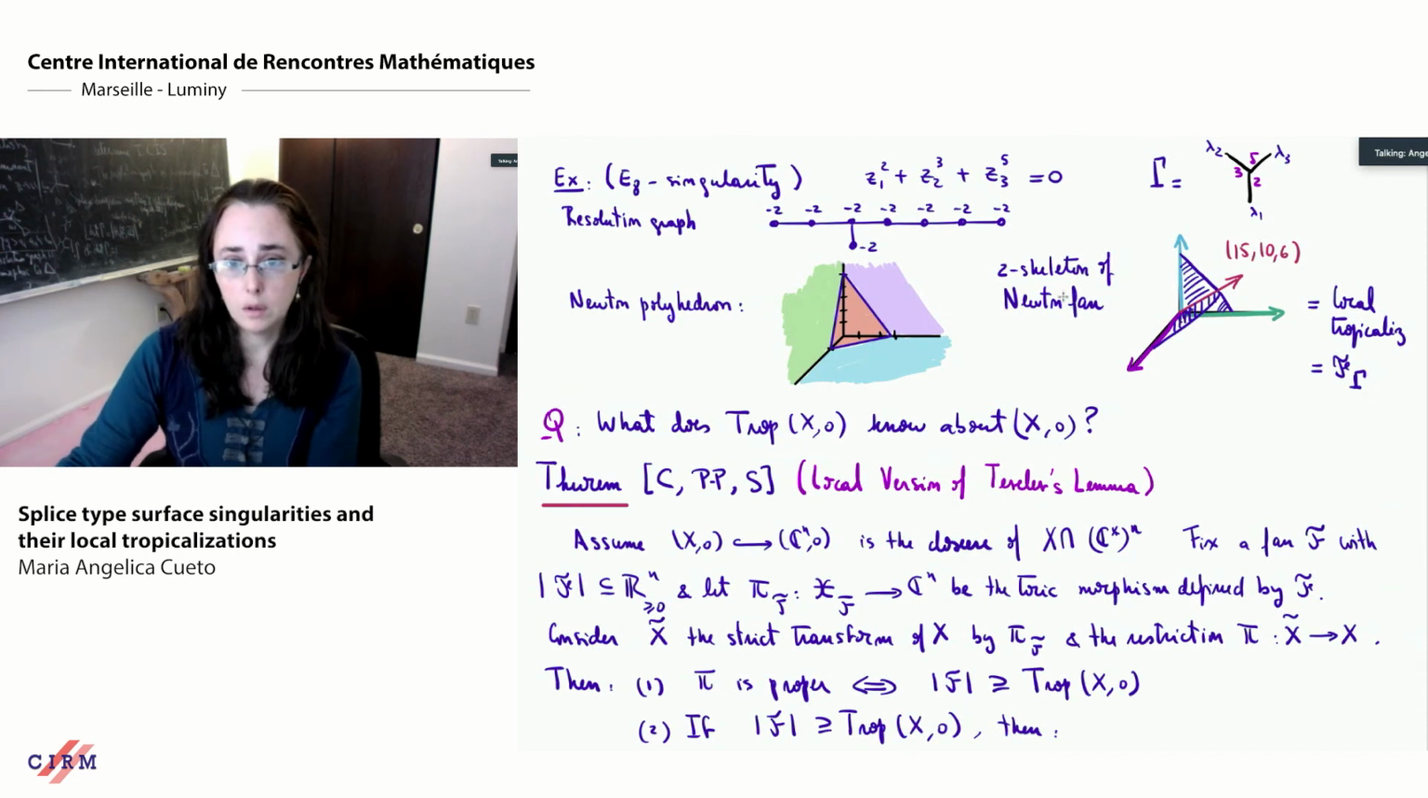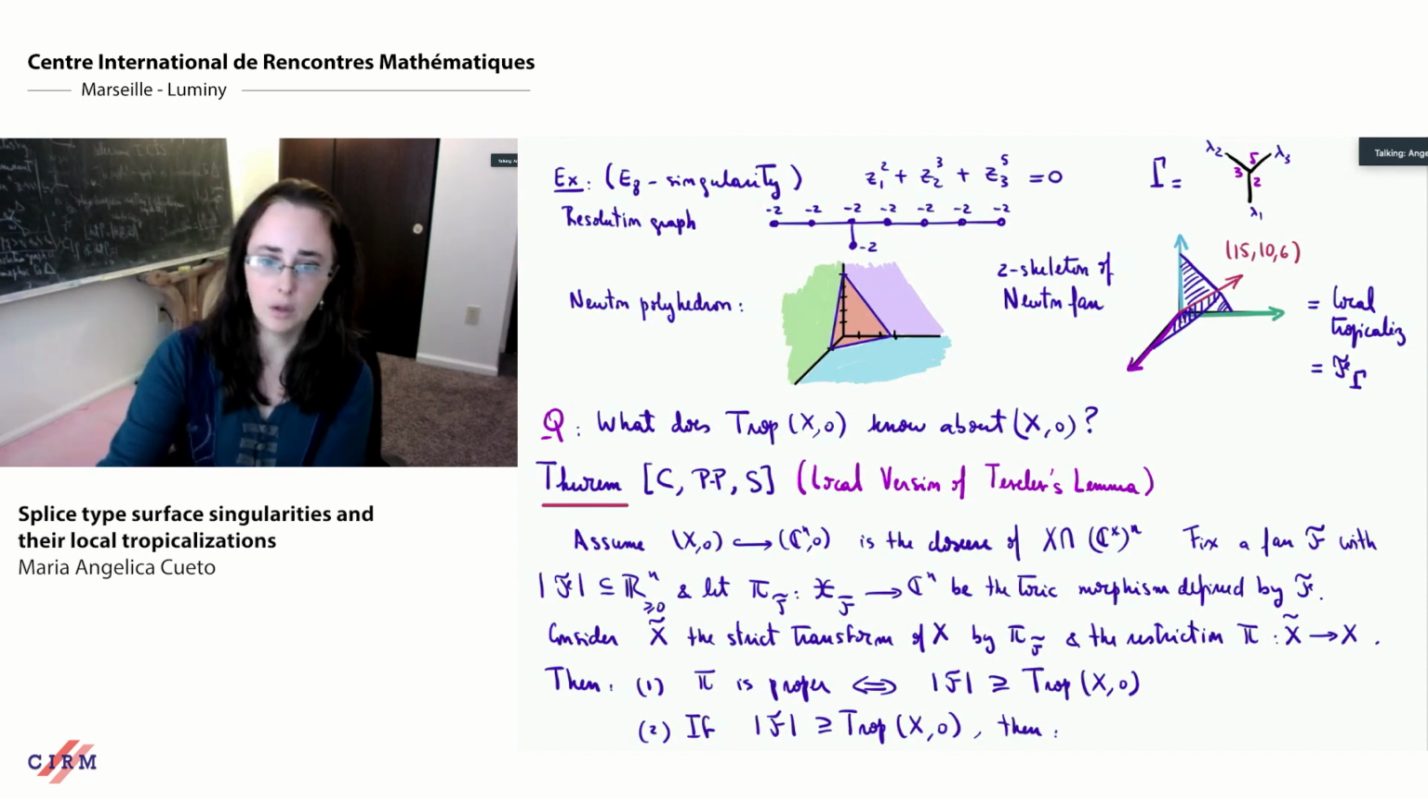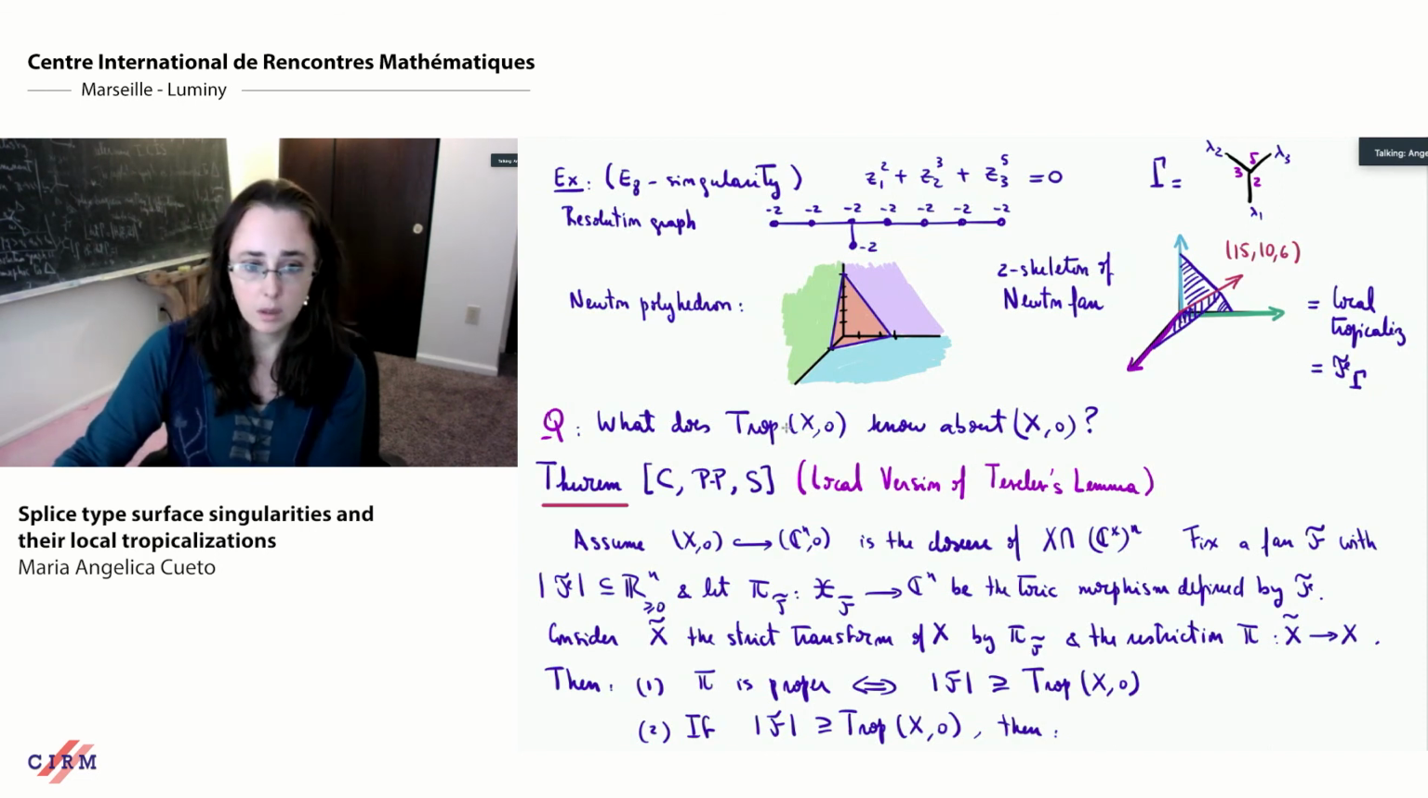And in this case, the 2-skeleton of the Newton fan, I color-coded the vectors by duality. And so you see in this case, the local tropicalization is going to be the union of these three two-dimensional cones. And they look combinatorially like this. If you slice this with a 2-dimensional simplex, you're going to get the splice diagram. And that's really the way that we're going to embed the splice diagram inside R^3 and get the tropicalization out of that. So what does the local tropicalization know about my germ?